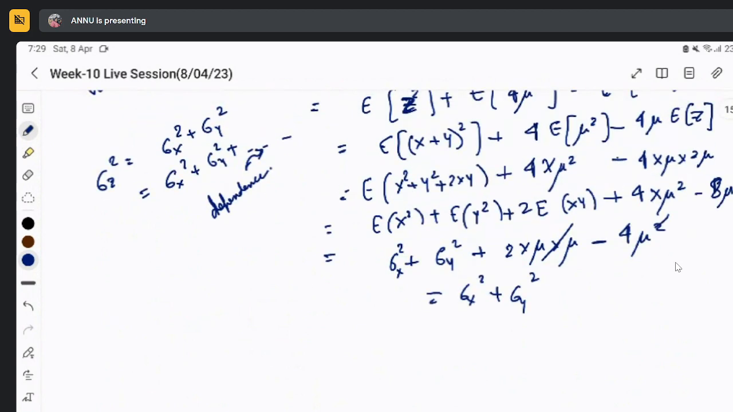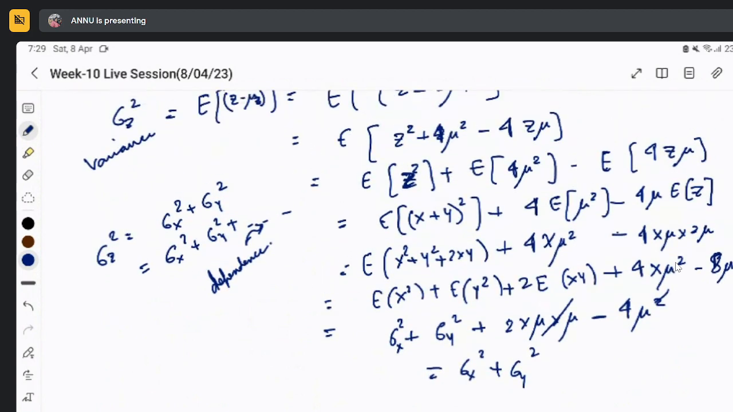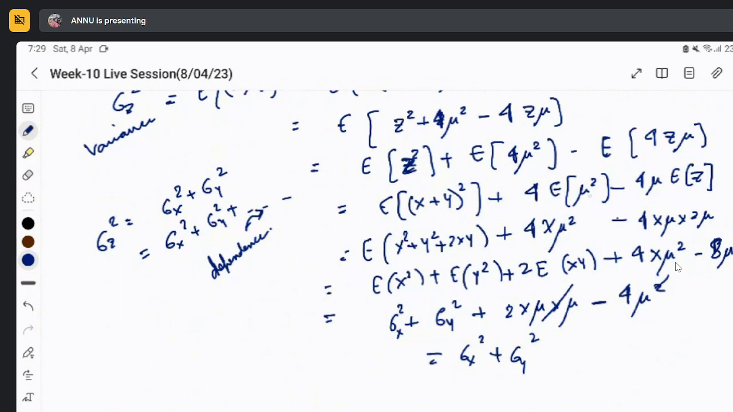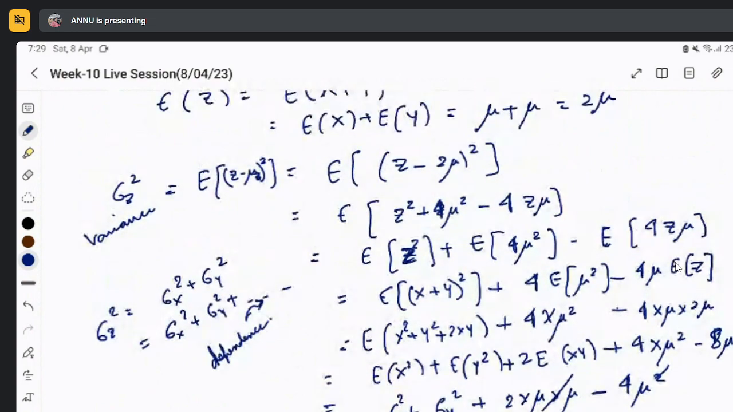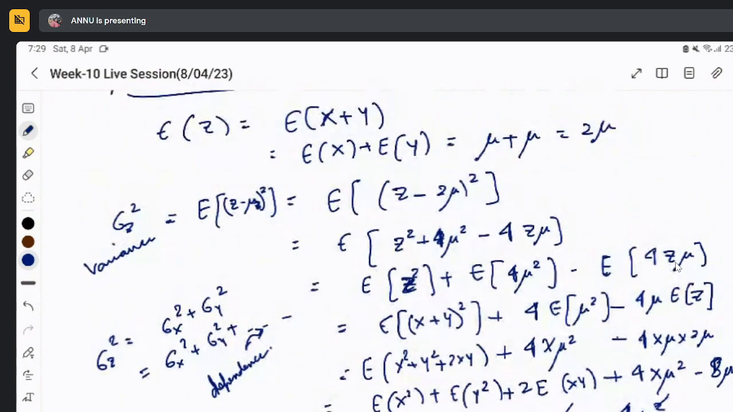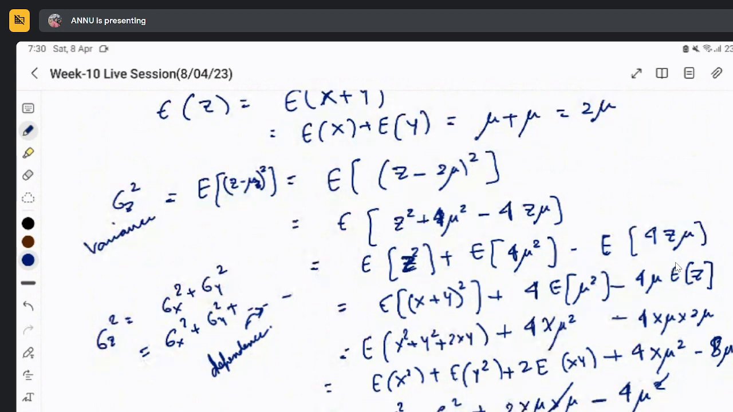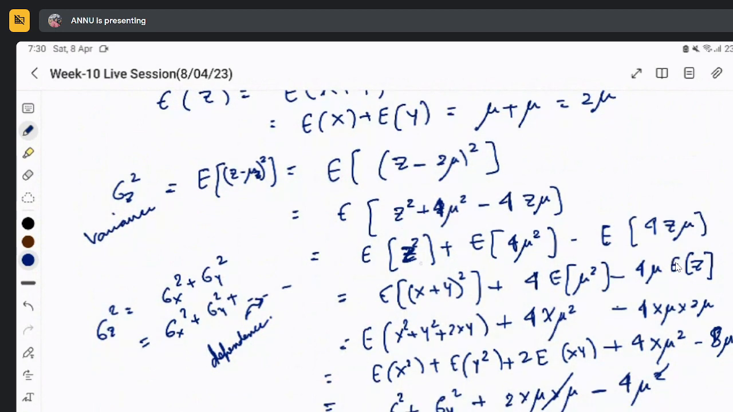So let's see where we are lagging. So x square plus y square, sorry, here it's a square, so 2xy, 4 mu square. I think this should be the expectation of z minus mu z, squared: z square plus 4 mu square minus 2 into 2 z mu. Then E of z square, into 4 mu square, minus 4 of z into mu, 8 mu square minus 4 mu square.